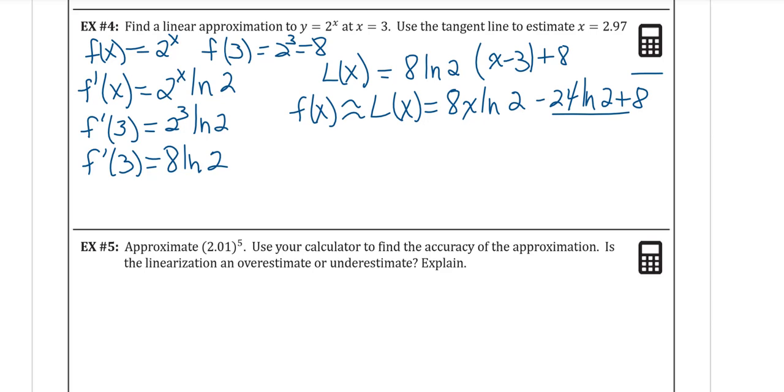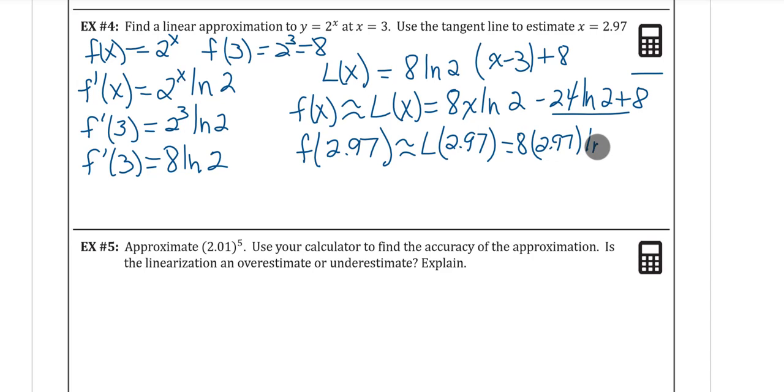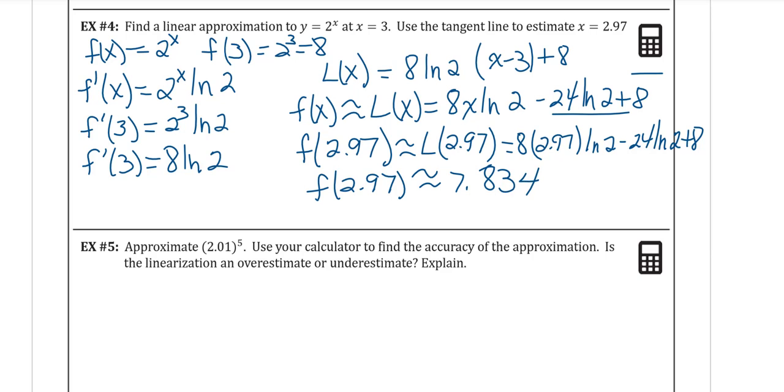Okay, so now I want f of 2.97. So that's going to be approximately equal to L at 2.97. So substituting everything in, I get 8 times 2.97 ln of 2 minus 24 ln of 2 plus 8. So putting that in my calculator, I get that f of 2.97 is approximately equal to 7.834, keeping our 3 decimal points. All right, next example.